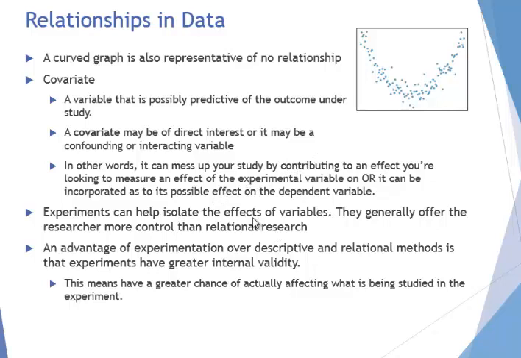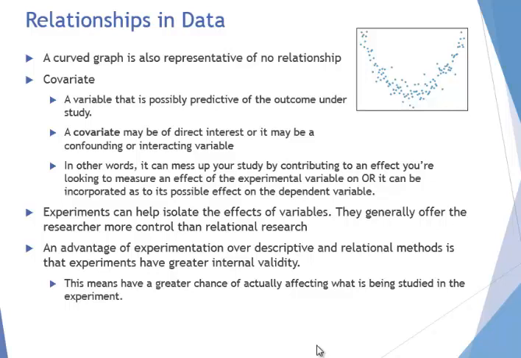So experiments can help isolate the variables, and they certainly offer the researcher more control than relational research, because they allow the experimenter to try to neutralize whatever confounding variables there are. Sometimes they say what that means is that the experiment has greater internal validity.